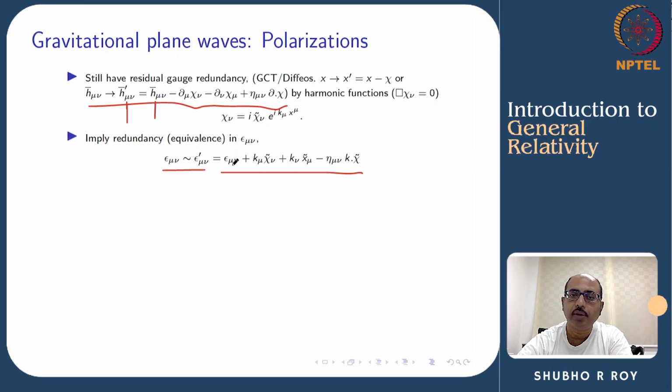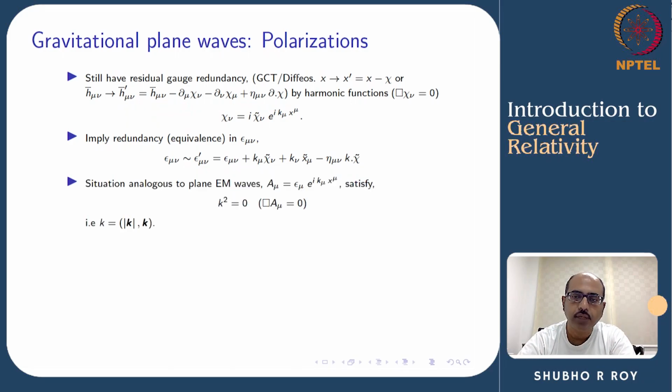So you have epsilon nu plus some extra stuff, and when this condition is satisfied, epsilon and epsilon prime represent the same physical wave. So there's a redundancy of description. Multiple polarization tensors represent the same physical gravitational wave. And this equation is completely analogous to plane waves in electromagnetism.